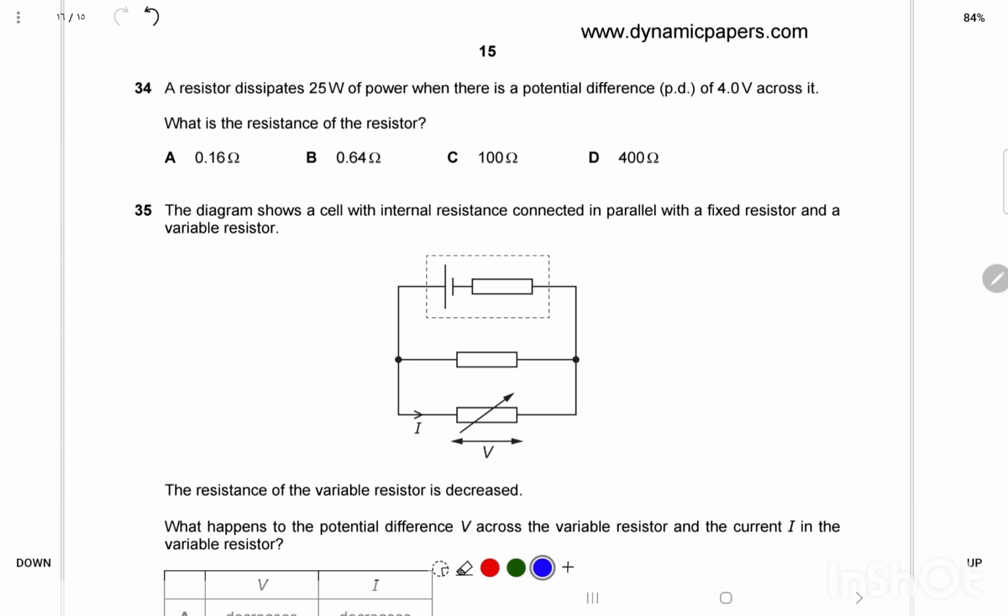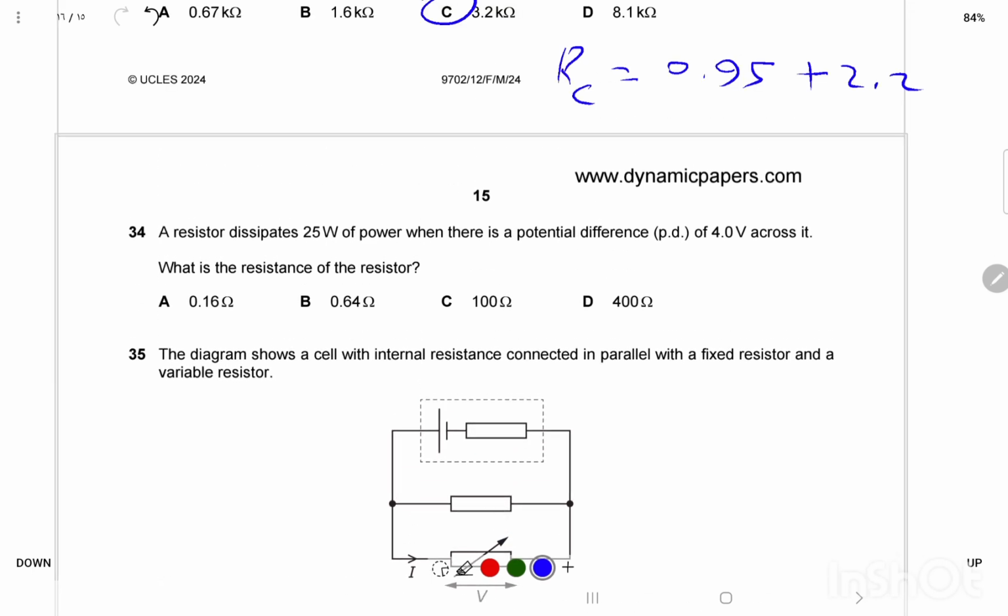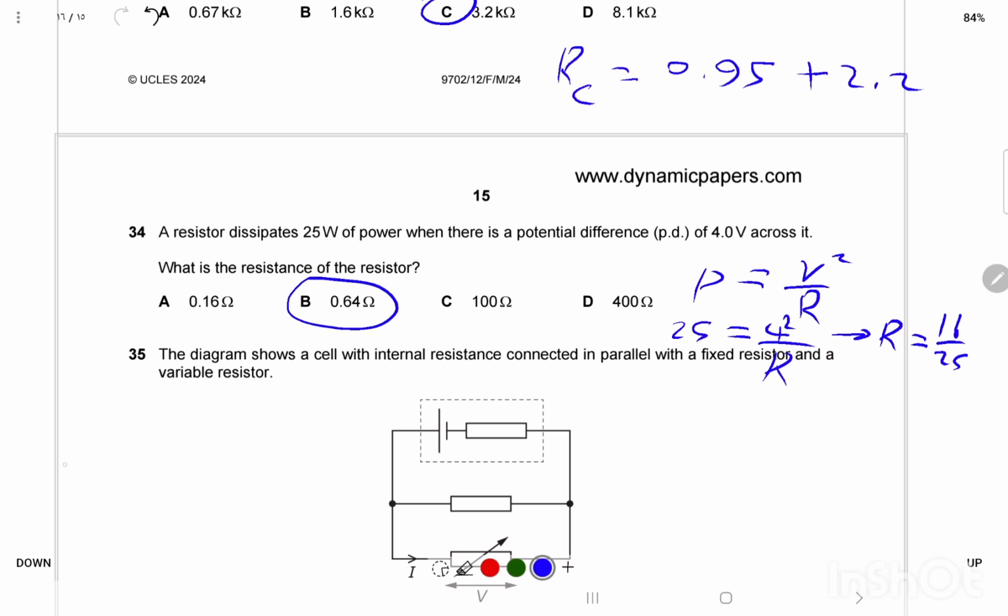Question number 34. A resistor dissipates 25 watts of power when there is a potential difference of 4 volts across it. What's the resistance of the resistor? So here we know that power is equal to V squared over R. The power is given to us, 25. V squared is 4 squared divided by R. If you rearrange the equation, you get R is equal to 16 over 25. So option B is the correct answer.